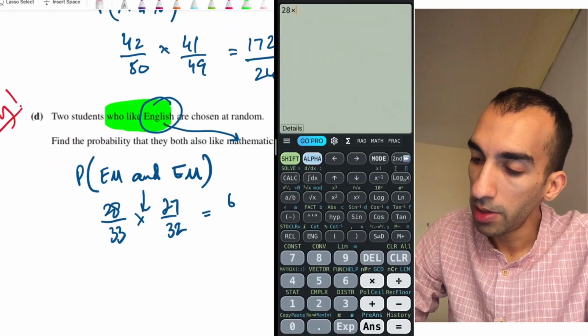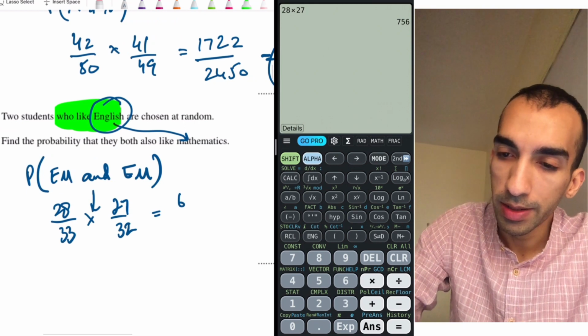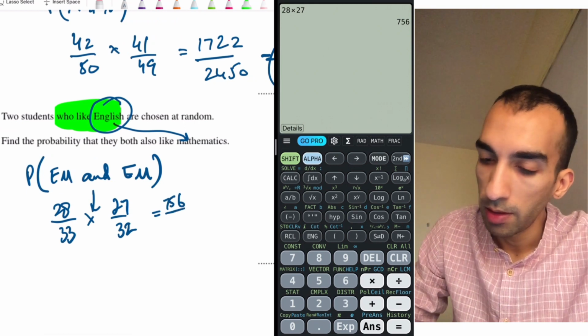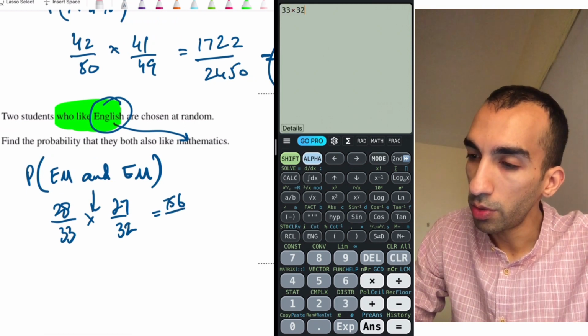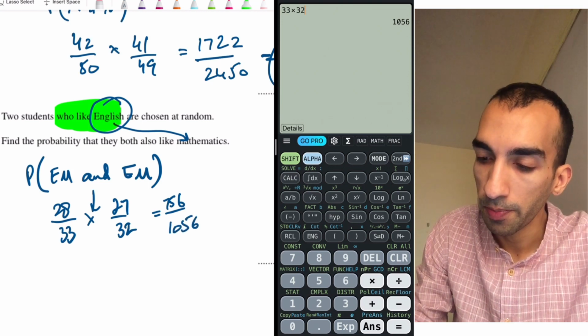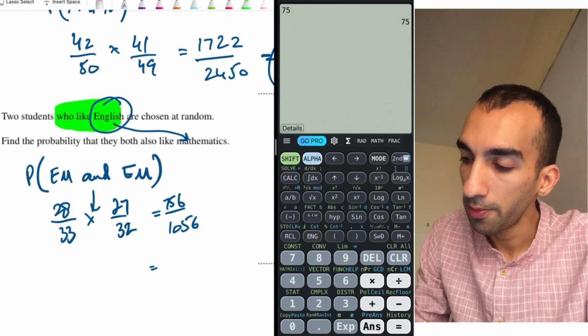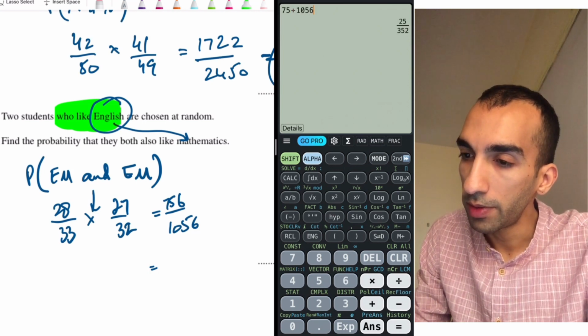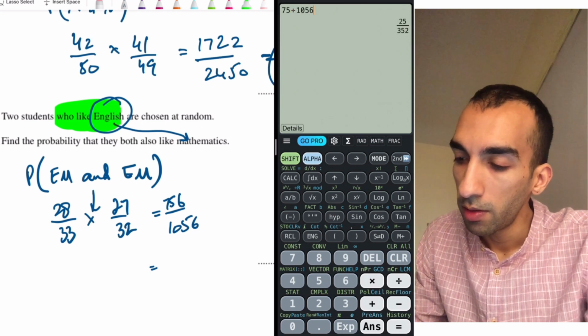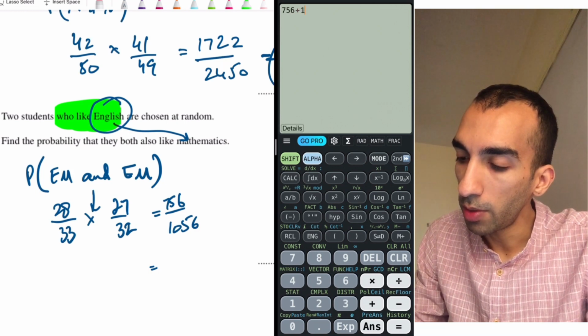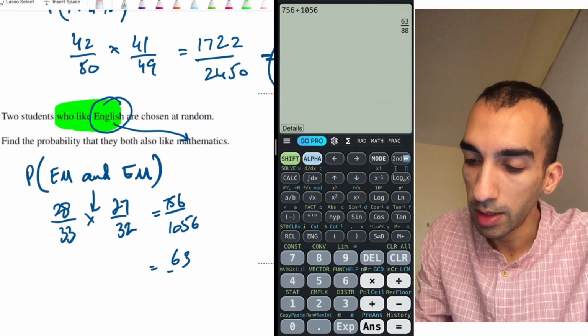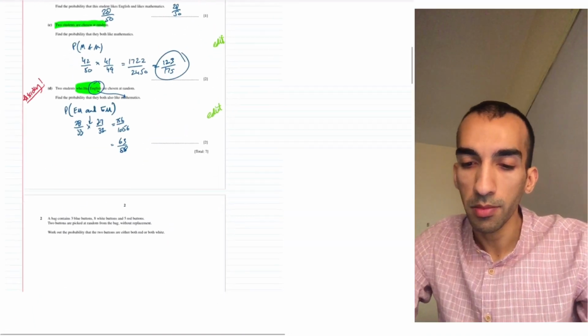So 28 into 27 gives us 756. 33 into 32 gives us 1056. Now what you're supposed to do, look closely, 756 divided by 1056. 756 divided by 1056 gives us 63 by 88, and that is your answer.